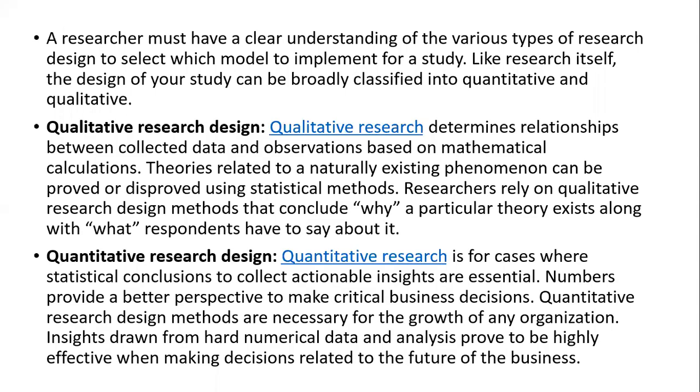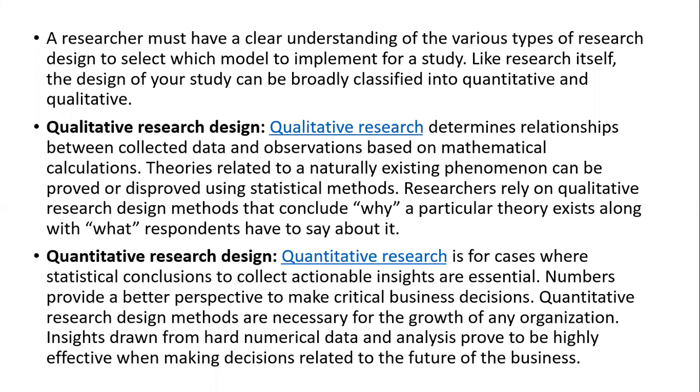Now moving further, the researcher must have a clear understanding of the various types of research design to select which model to implement for a study. We have already studied these in our last classes, the different types of research design, and now we are studying some more detail about it. Like research itself, the design of your study can be broadly classified into quantitative and qualitative. So the quantitative researcher says it determines the relationship between collected data and the observations based on mathematical calculations.